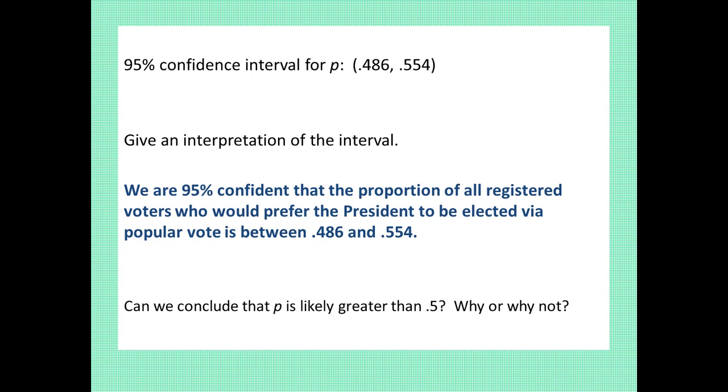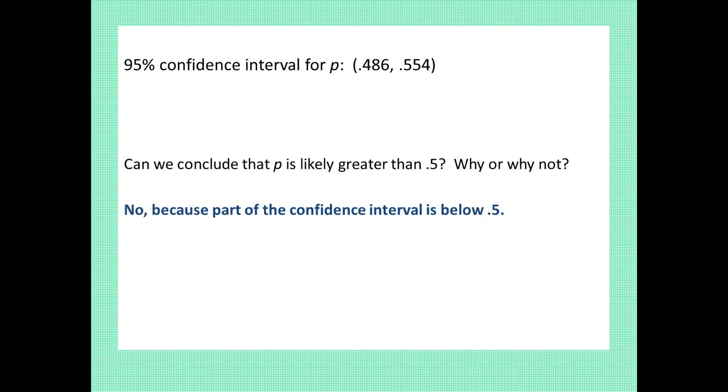And there's our interpretation. The last part, can we conclude that p is likely greater than 0.5? Well, the sample proportion is, because the sample proportion is 0.52. However, for a question like this, you want to make sure you use the interval to answer the question, and you need the whole interval to be greater than 0.5, and it's not, because the lower endpoint is 0.486. So the correct answer to that question is no, because part of the confidence interval is below 0.5.